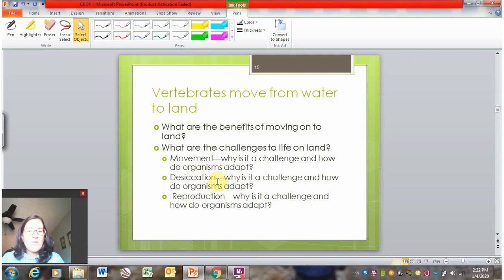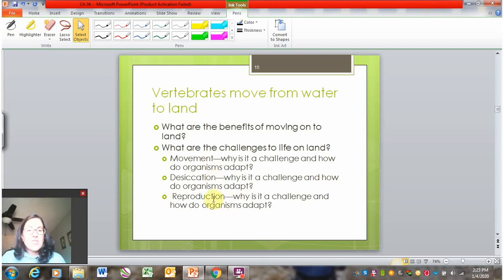Desiccation, drying out. This is a challenge for all of the tissues. So think eyes and skin, urinary or genital tracts. These are all tissues that in water are constantly being kept moist. But once organisms go onto land, they're going to have to find different ways to deal with this drying out. And so again, organisms that live on land are going to be better or worse at this depending on the adaptations they've acquired.